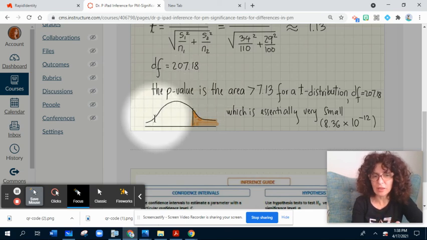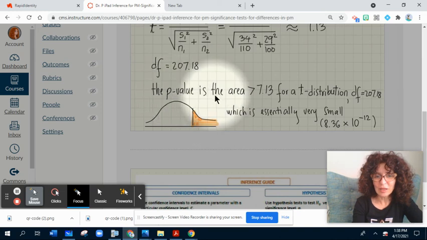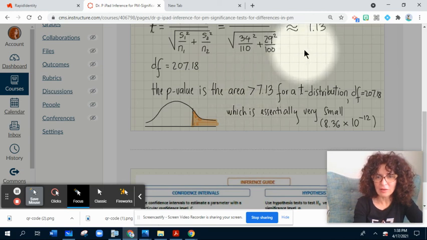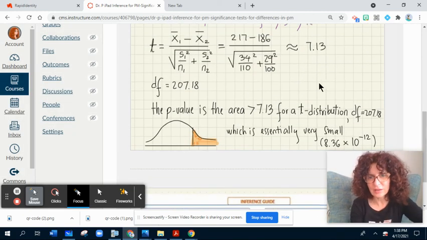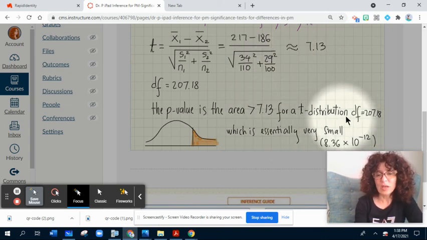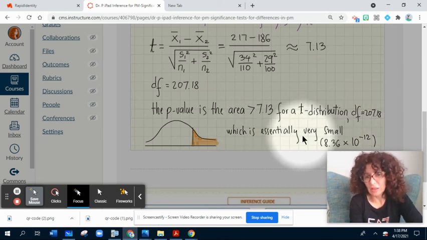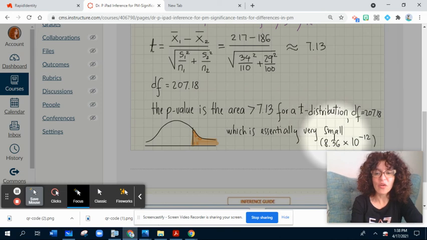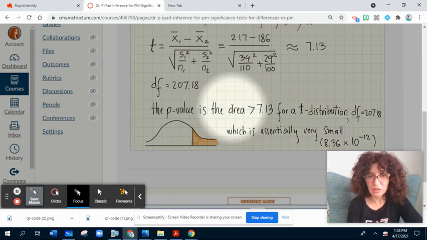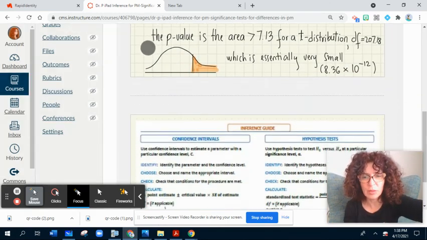If you want to interpret this, remember this is the t distribution, and the p-value is the tail value. Because you are calculating the area greater than 7.13, that is the t distribution with 207 degrees of freedom. The conclusion will be the same: the p-value is essentially very small. So the interpretation that you give at the end, of course, will be the same.